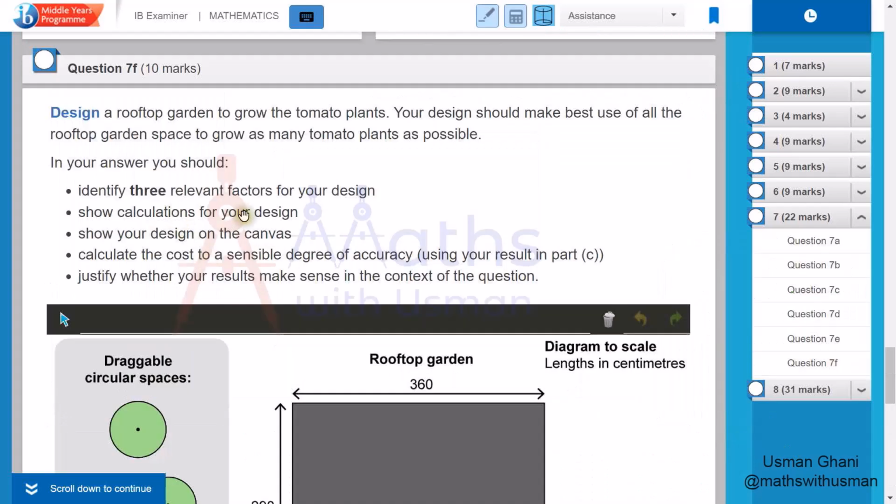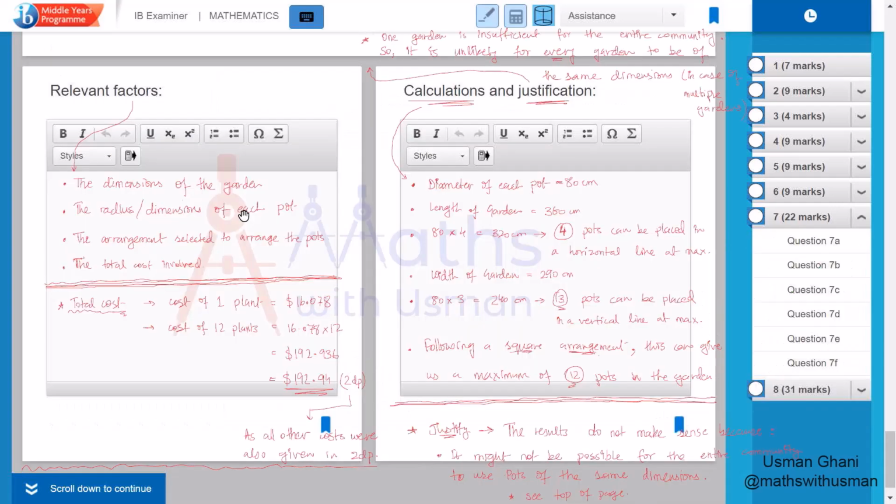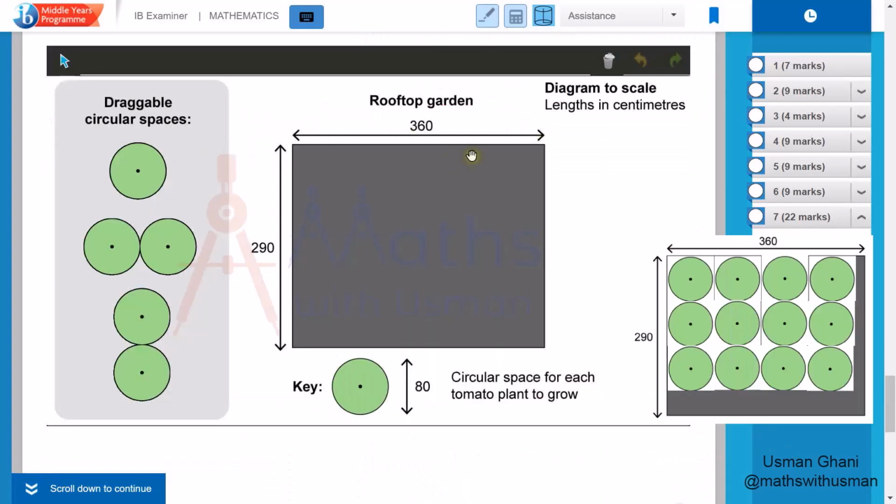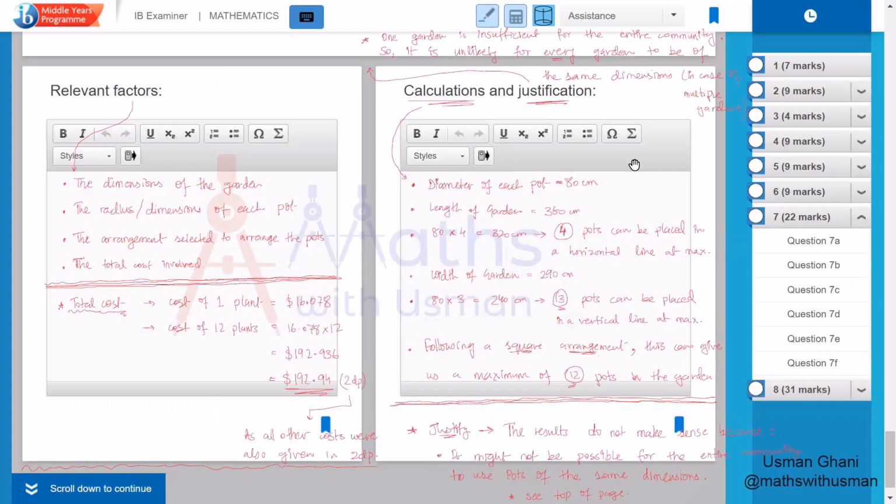All right, show the calculations for your design. So if I know that my total length is this and my diameter is 80, why don't you divide this by 80? You can know how many pots you can place in a line. Why don't you divide this by 80 as well? You can know how many pots to place in a column. When I do the calculation, I'll get an answer of 4 point something over here, which means 4 pots can easily be placed in a line. I'll get an answer of 3 point something over here, which means 3 pots can easily be placed in a line. Or you can simply do addition and get to that answer if you don't want to do division.